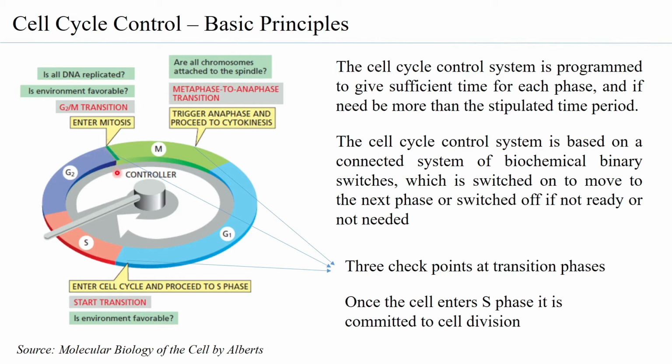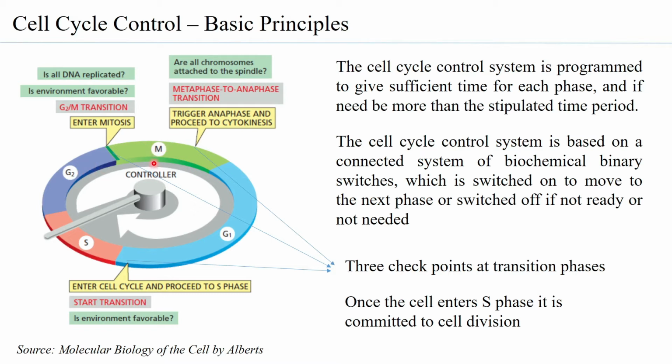Then at the second transition point, what is asked is, is all the DNA replicated? If all the DNA is replicated, then the cell can move forward. So that is a checkpoint. Is the environment favorable? Again, that is something to be asked. If the environment is favorable, then again the cell can go to mitosis.